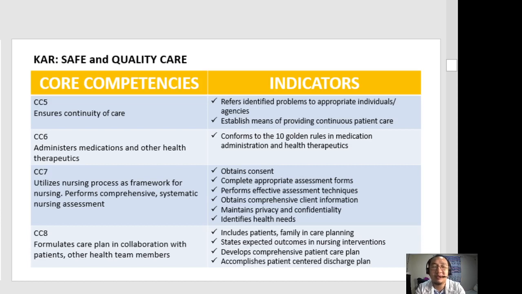Okay, performs comprehensive, systematic nursing assessment. So that is the principle of the nursing care process, to have a systematic way of addressing the needs of your clients. Under these competencies, we have these indicators. You should obtain consent, complete appropriate assessment forms, perform effective assessment techniques, gather comprehensive client information, maintain privacy and confidentiality, and identify the health needs.